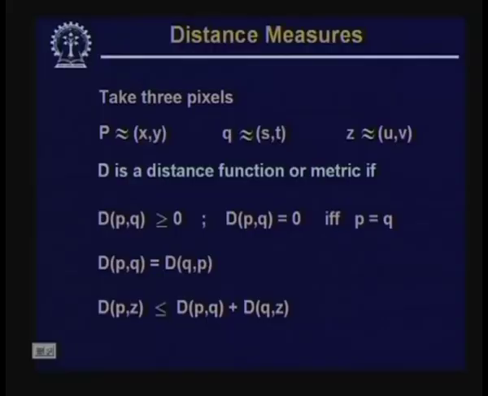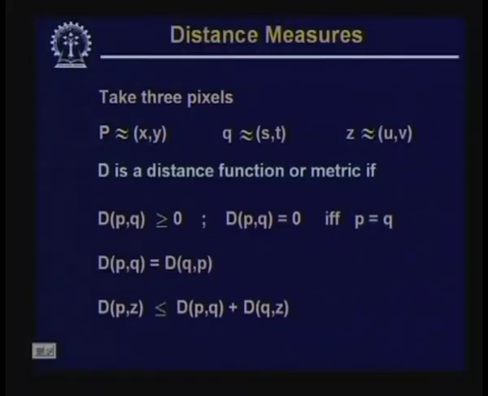Then the distance function should be symmetric. That is, if I measure the distance from P to Q, that should be same as the distance if I measure from Q to P. That is the second property that must hold true, that is dpq should be equal to dqp. And there is a third property which is an inequality. If I take a third point Z, then the distance between P and Z, that is dpz, must be less than or equal to the distance between P and Q plus the distance between Q and Z.